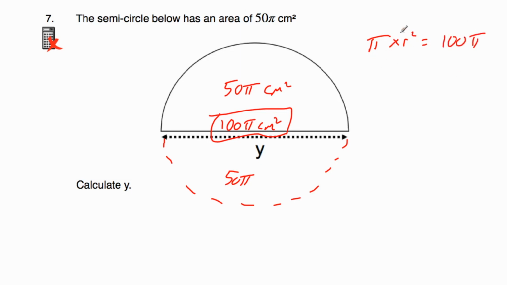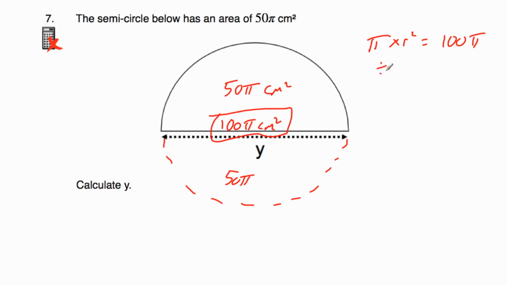So we can now find the radius, because we know that pi times the radius squared is equal to 100 pi. Well, that means that r squared must be 100, because it's 100 times pi, so that means the radius must be 10, because 10 times 10 is 100, times by pi would be 100 pi.